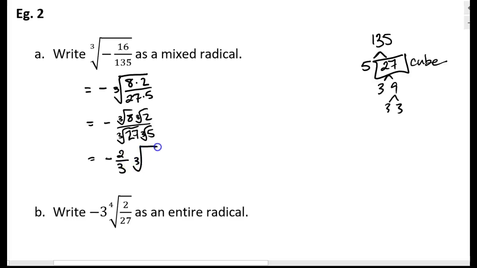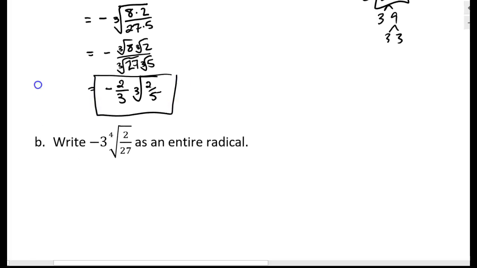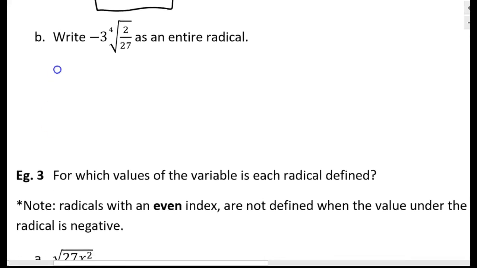And I can stick these both back underneath one radical symbol instead of having to write it twice, because 2 and 5 are both not perfect cubes. So that would be my final answer. When possible, we want to take that negative out of the radical, so that's why that's brought out there.